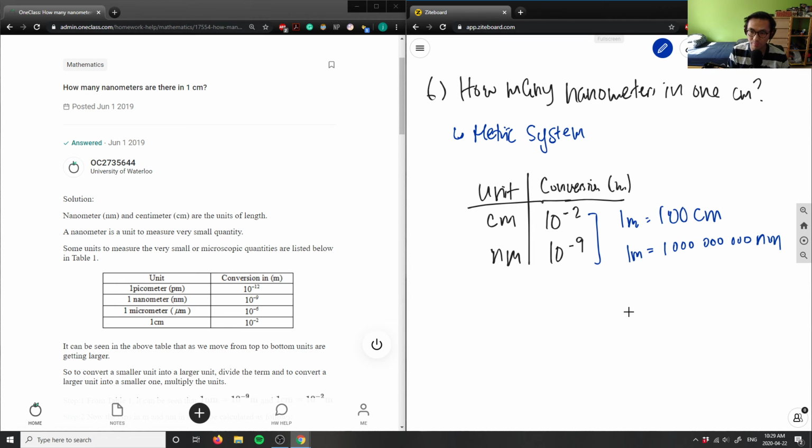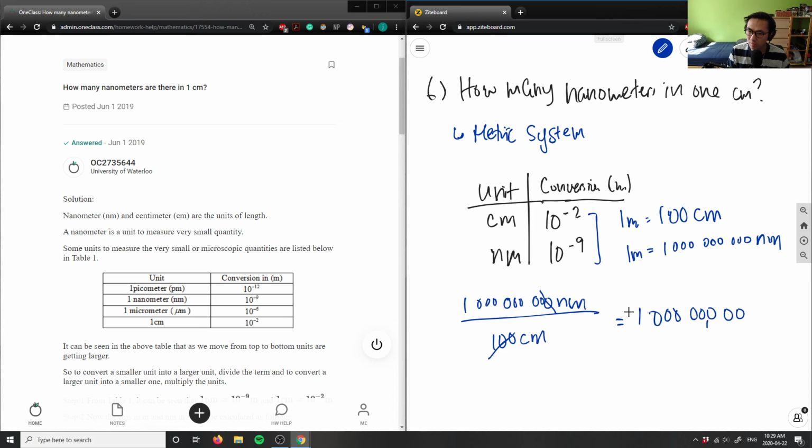So we can say that if I know that 1 cm, I can simply just divide it, right? I can just do 1,000,000,000 nanometers over 100 centimeters. So again, I can say that this 0 cancels out, and this here cancels out, right? Or no, actually these two zeros cancel out here. So I'm left with 1, 2, 3, 4, 5, 6, 7, 8.